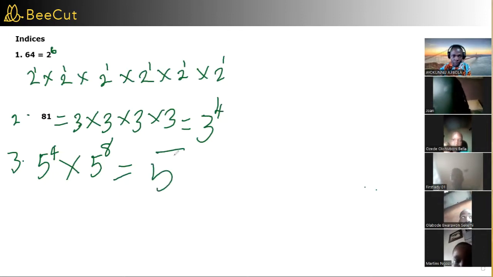5 raised to power what? 12. Yeah, where do you get your 12 from? That is 4 plus 8. Very good. So, who was the person trying to ask questions the other time?